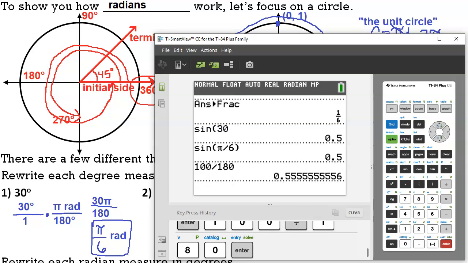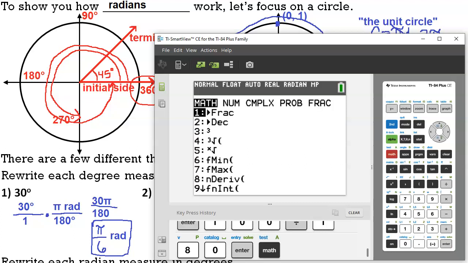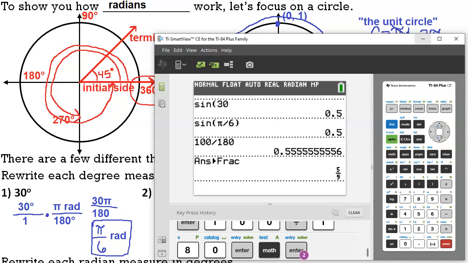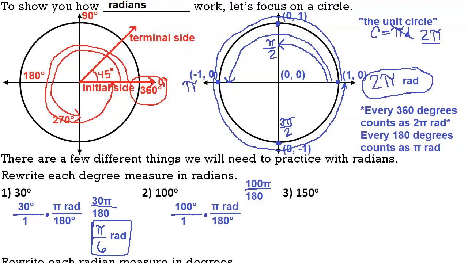Now you could just divide the top and the bottom numbers each by 20 if you don't have a calculator that'll do it for you. But most of our scientific calculators will do it. We get 5 over 9, which means my answer is 5 pi over 9 radians.